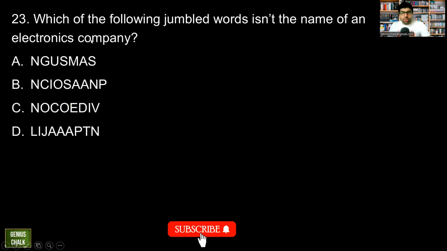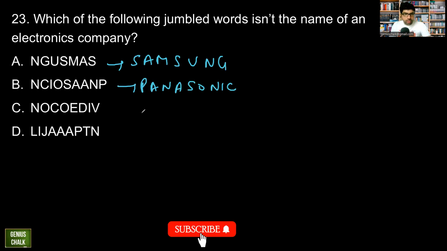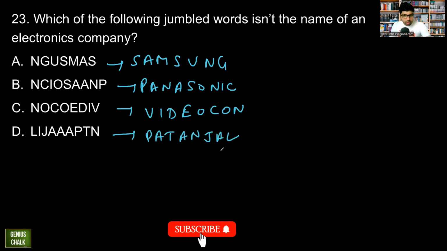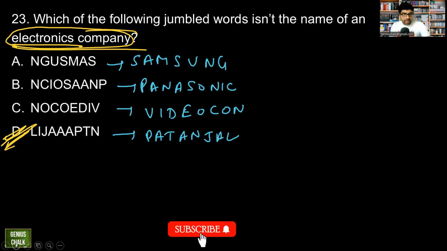Which of the following jumbled words is not the name of an electronics company? So first, if you unjumble it, it will be Samsung. Next, if you unjumble it, the actual word must be Panasonic. Next, it's Videocon. Next is Patanjali. So you see, Patanjali is not the name of an electronics company. You know, it's an Ayurvedic company, Ayurvedic products. So option D is my answer.